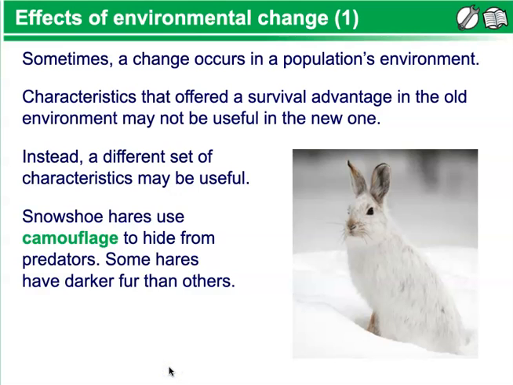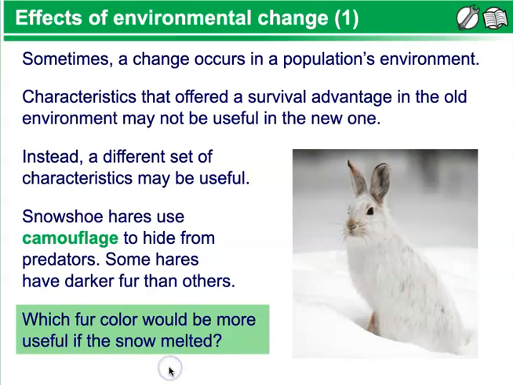Snowshoe hares use camouflage to hide from predators. Some hares have darker fur than others. Which fur color would be more useful if the snow melted? It may be advantageous for the population to retain some of the genes that code for the darker fur color, because as environments change, those genes may be needed in the future.